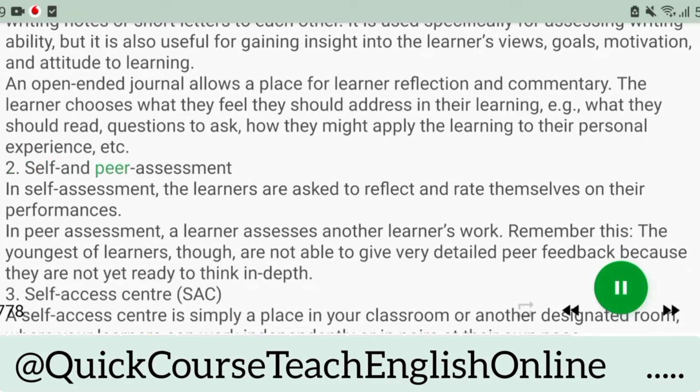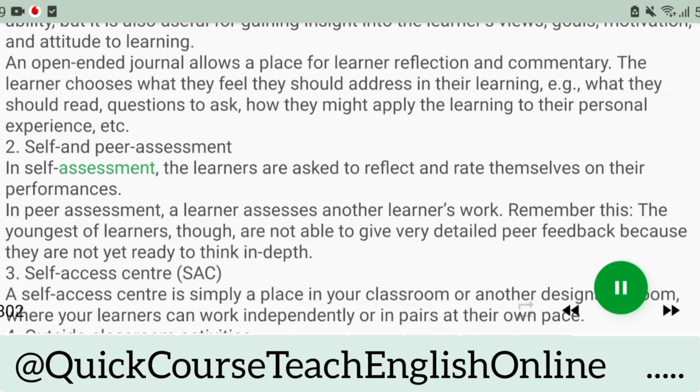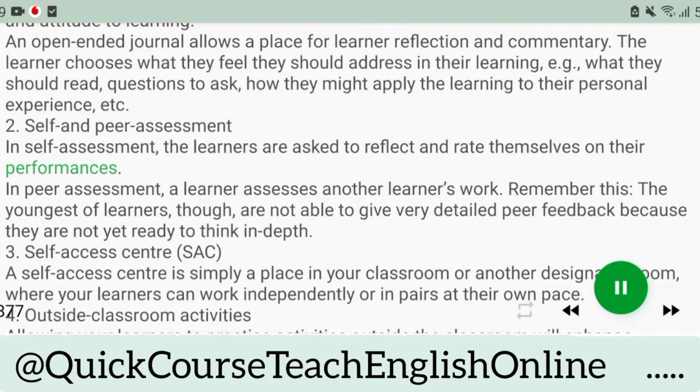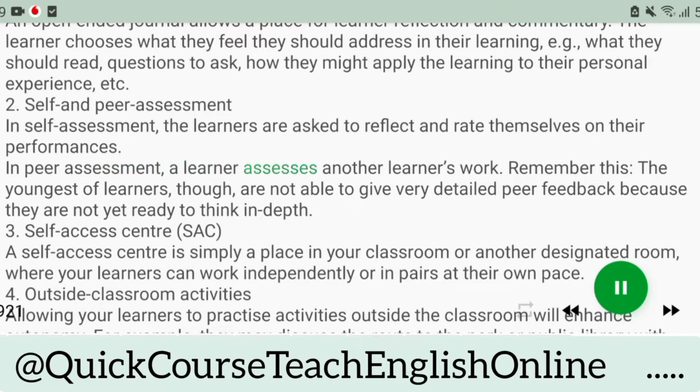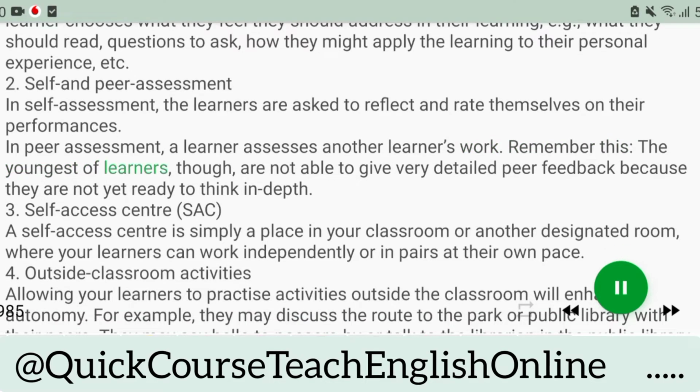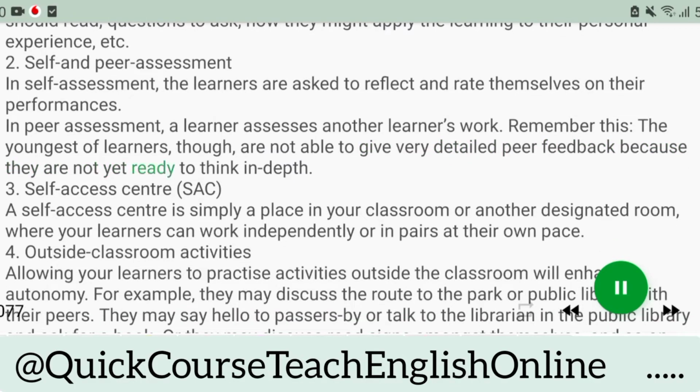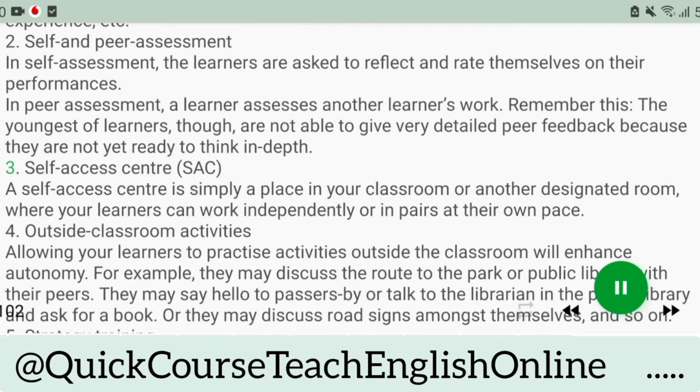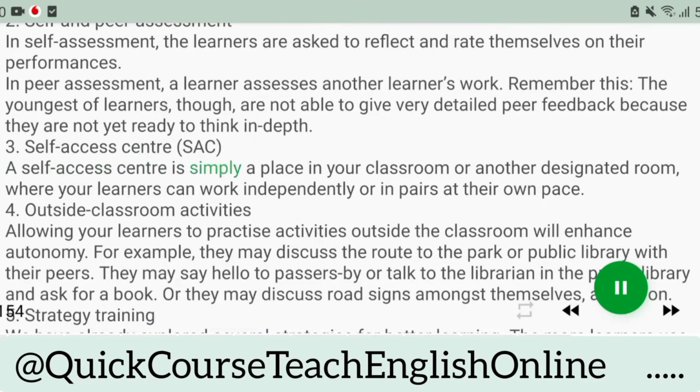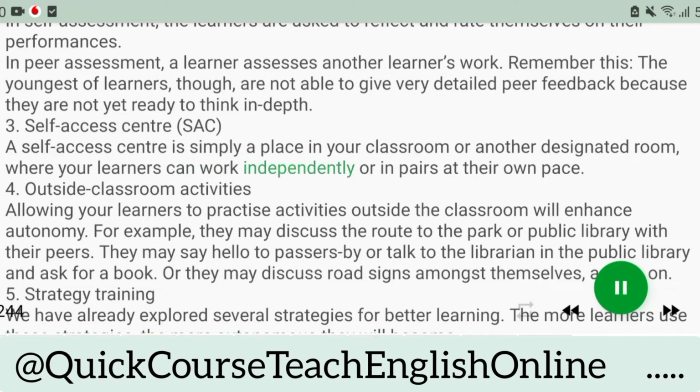2. Self and peer assessment. In self-assessment, the learners are asked to reflect and rate themselves on their performances. In peer assessment, a learner assesses another learner's work. Remember this, the youngest of learners, though, are not able to give very detailed peer feedback because they are not yet ready to think in depth. 3. Self-access center, SAC. A self-access center is simply a place in your classroom or another designated room, where your learners can work independently or in pairs at their own pace.